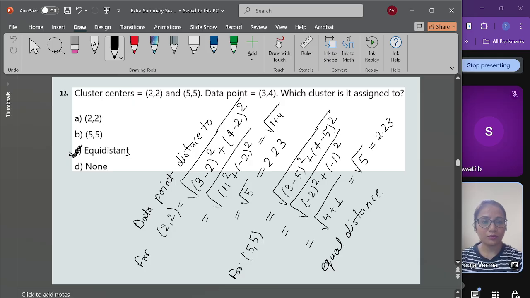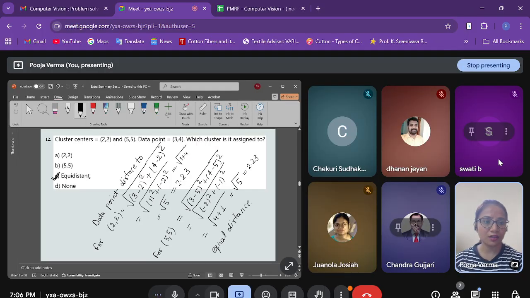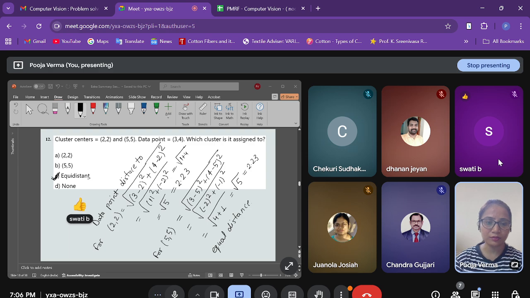Okay. So this is from the clustering and classification, I think from that week. So are you getting these questions? Is it helpful to recall all the concepts and the questions related to that? Okay, okay, Swati.